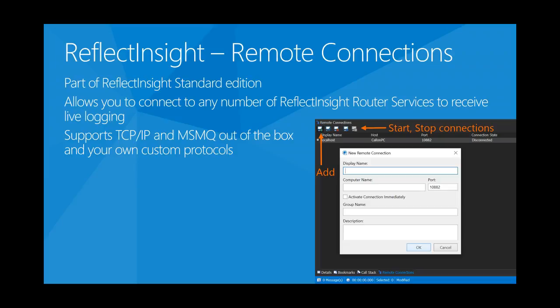And you can add multiple remote connections. You're not limited to one. You can enable and disable connections as you like. If you shut down the viewer, the connections will be persisted to your next session. And really, not with remote connections, but with the ReflectInsight Router Service, it supports TCP/IP and MSMQ out of the box, but really you can add your own custom protocols if need be.